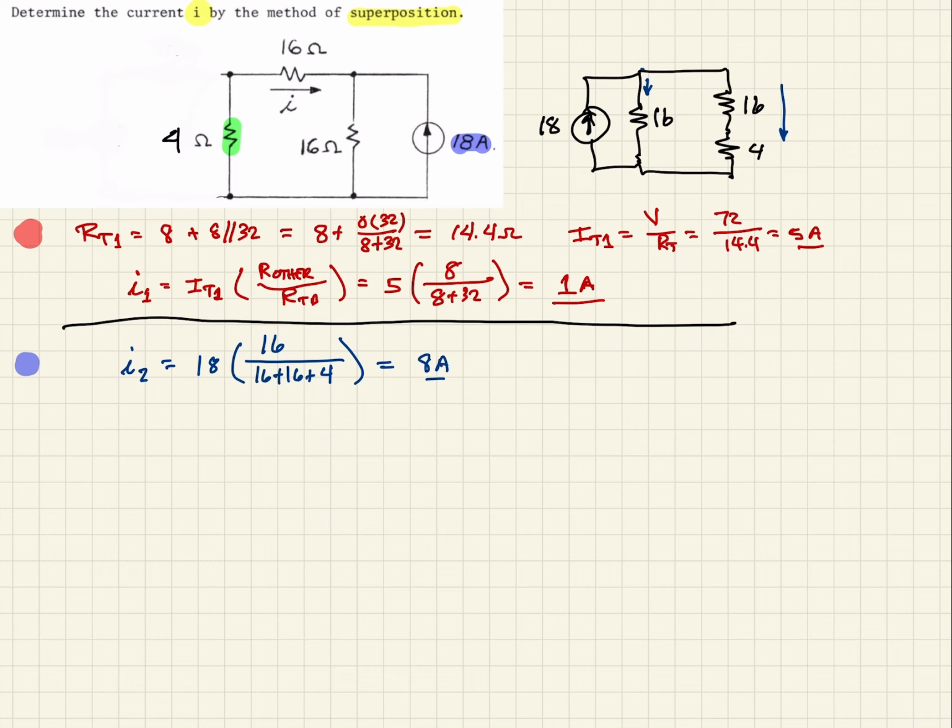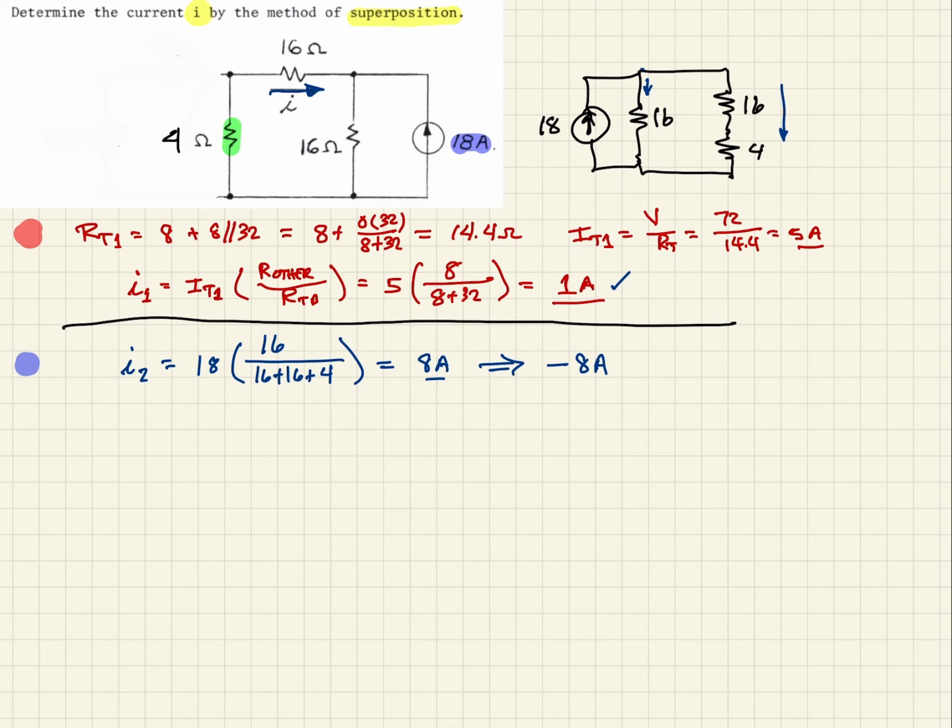Now we need to also keep in mind that we define the direction of the current going this way. So this one checks out. We have 1 amp going that way from our previous source, but this one's going to go the opposite direction. So therefore this is going to need to be a negative 8 amps because it's going in the opposite direction of what we're showing there.